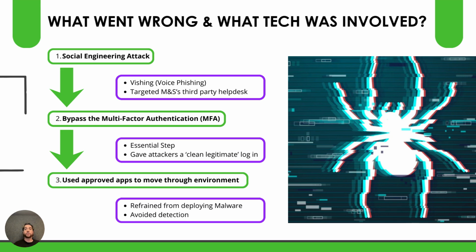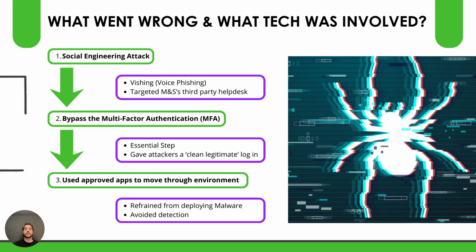What was the result? It was that the adversaries now had valid usernames, fresh passwords, and valid MFA tokens on their own device to then access M&S's system, and it all looked completely legitimate, a clean, legitimate logon. So it didn't arouse any suspicions.